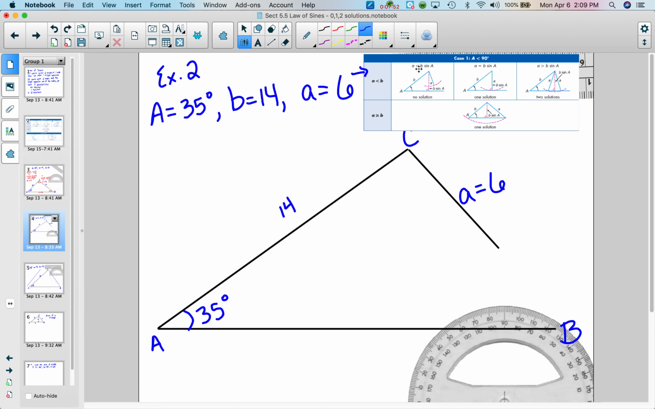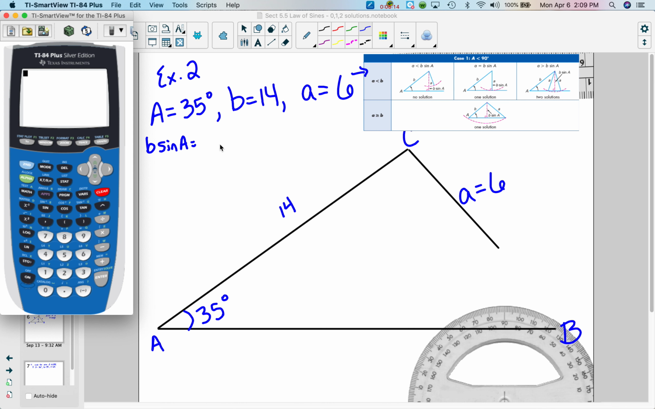Now notice what we have to check. You see these different conditions: A is less than B sine A, equals B sine A, or A is greater than B sine A. So we need to find B sine A. On your calculator, if we do 14 times sine of 35, I get 8.03.